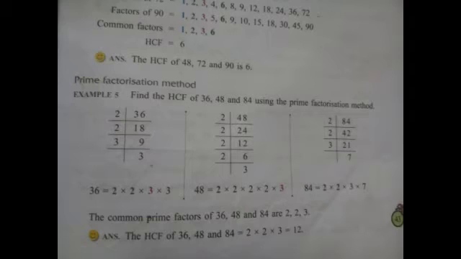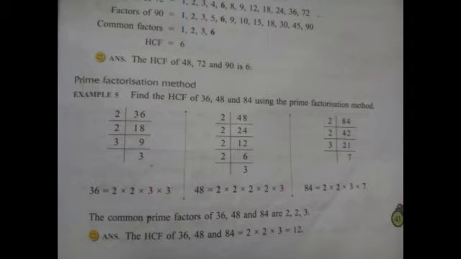Next number is 84. So check with the 2 table, it will come in the 2 table 42 times, again 21 times in the 2 table, and 21 will not come in the 2 table again. Then go to the next prime number, 3. It will come, 7 3s are 21. So 84 is equal to 2 multiply 2 multiply 3 multiply 7. So we found 84.